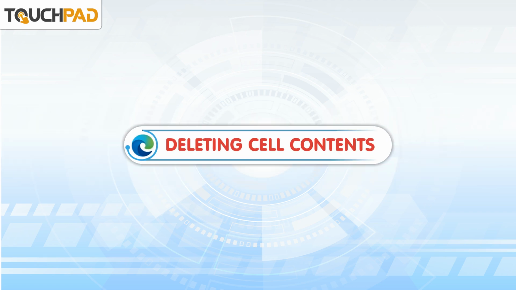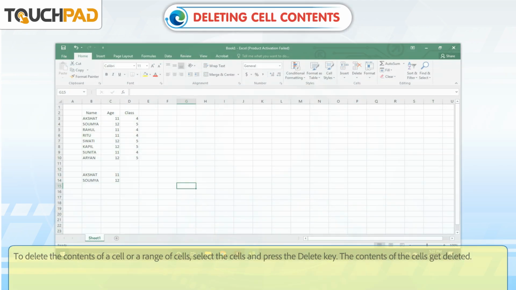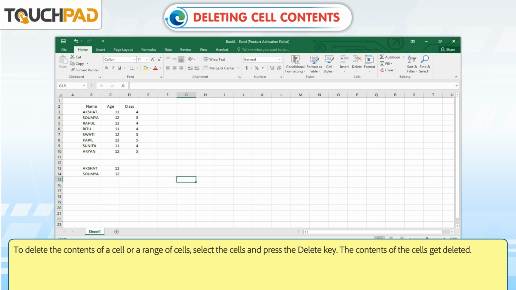Deleting cell contents. To delete the contents of a cell or a range of cells, select the cells and press the Delete key. The contents of the cells get deleted.